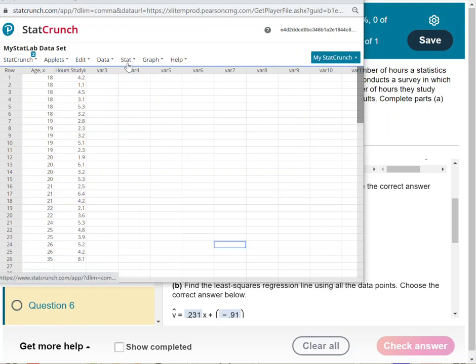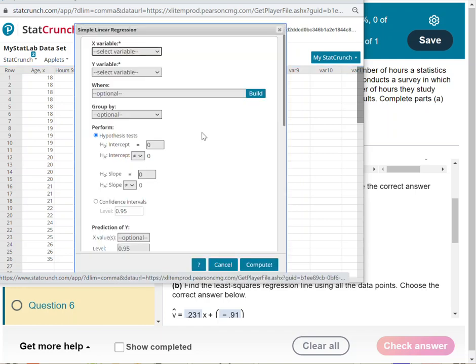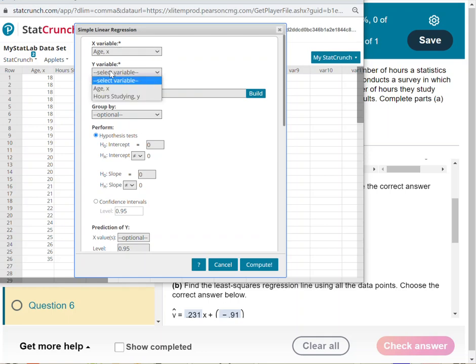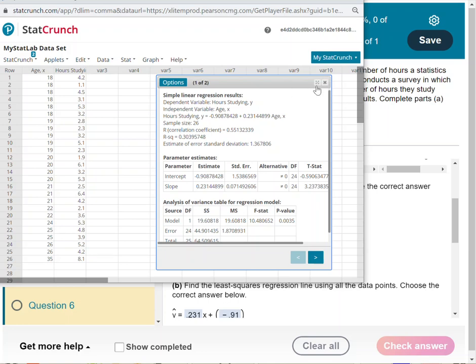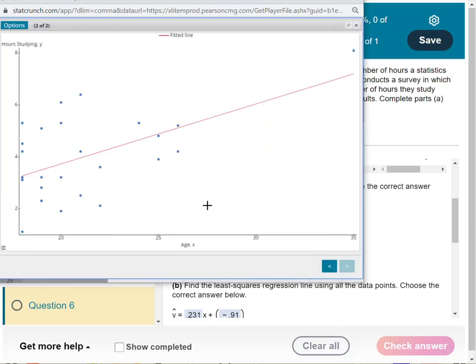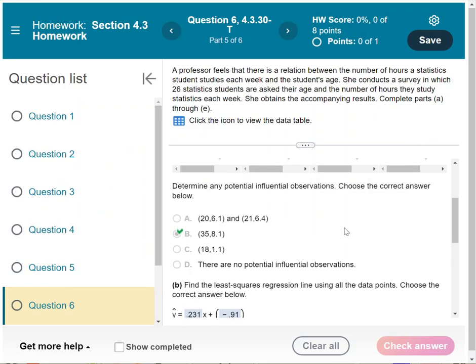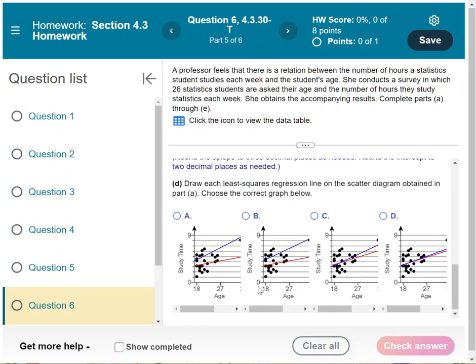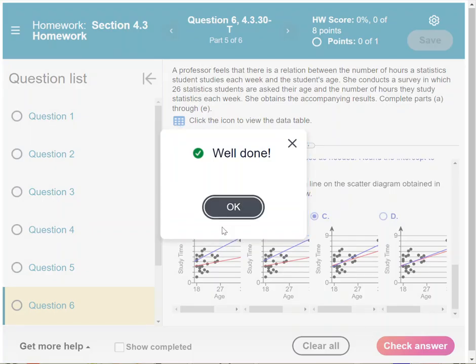And stat regression, simple linear. Let's choose X and Y. And let's go ahead and compute and make this a little bigger. And let's see what the graph looks like. Yeah, you can see that now the original line is right at the top of these 2 points here. So that's what we're going to look for in those graphs. Let's see if we can figure out which one it is. So this one's too high, this one's too high. Yeah, this one looks just about right. This looks like what we were just looking at. So I think we're looking at C here.